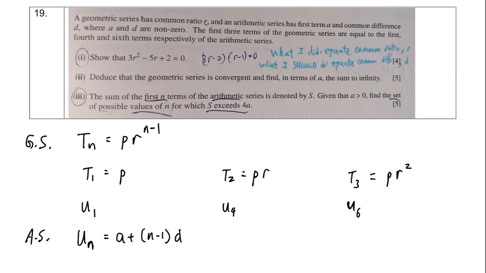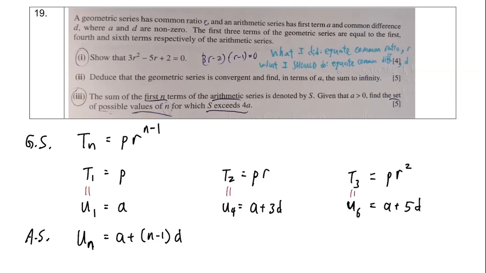Right? First, fourth, and sixth term. Good. So we just have to substitute in n with the corresponding value. You get an A, you get an A plus 3D, you get an A plus 5D. Okay, good. And these are equal to each other. So show that 3r squared minus 5r plus 2 equals 0.